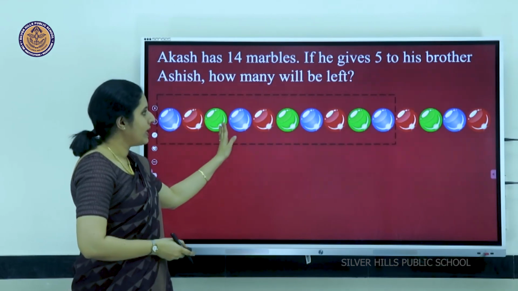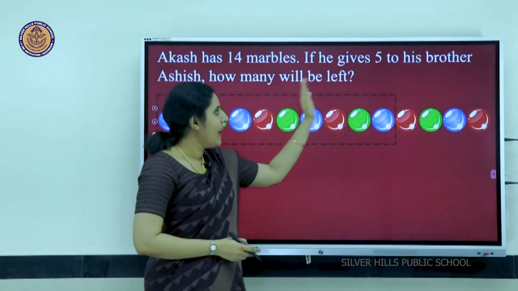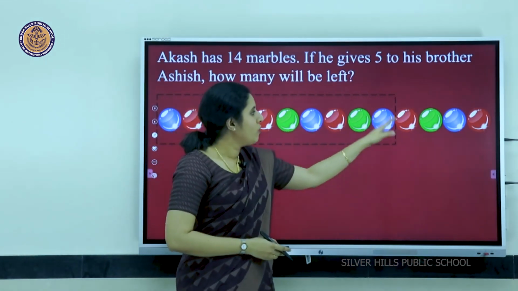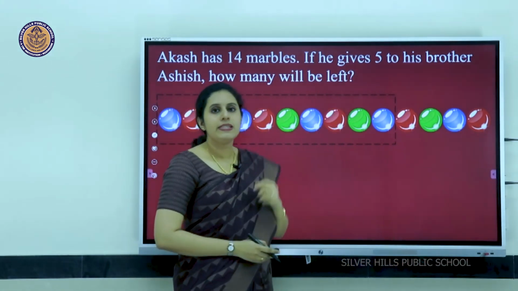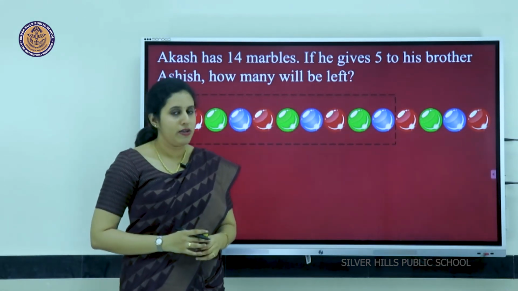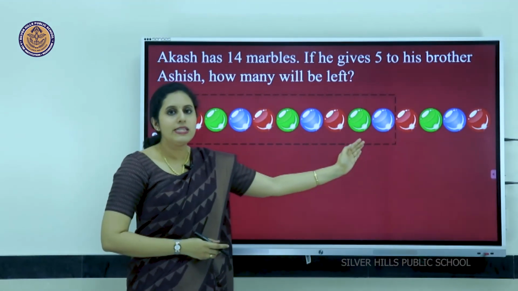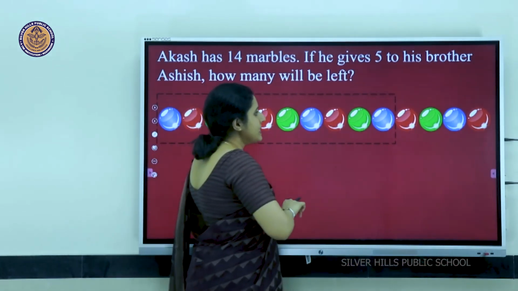Here there is 1 ten and 4 ones. 1 ten and 4 ones, that is the number 14, right? Yes, so 1 ten, 4 ones. Now you know 5 marbles are given away to his brother. 5 marbles we have to take out from this full set of 14 marbles. Look at the ones side here.